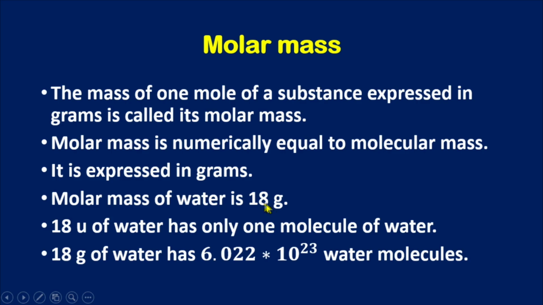So what is the difference between molar mass and molecular mass? Molar mass is expressed in the form of grams. 18 units of water has only 1 molecule of water, but 18 grams of water has 6.022 into 10 power 23 water molecules. So this is 1 mole children. 18 grams of water is 1 mole.